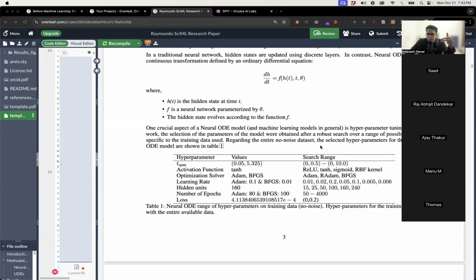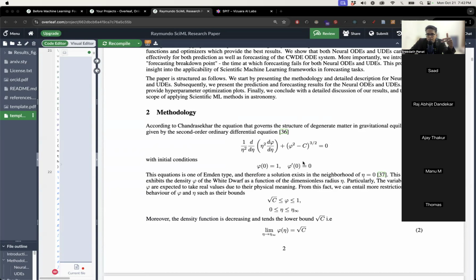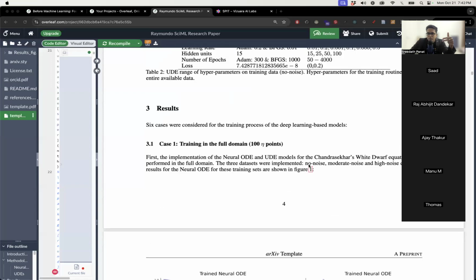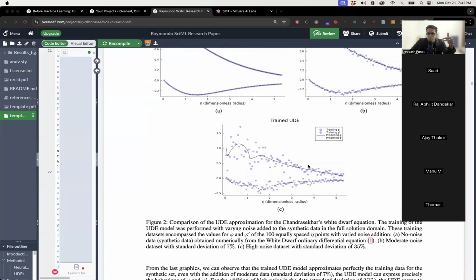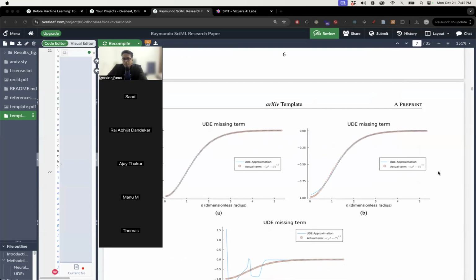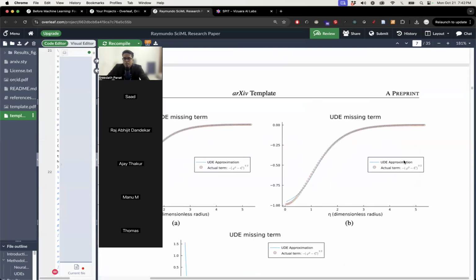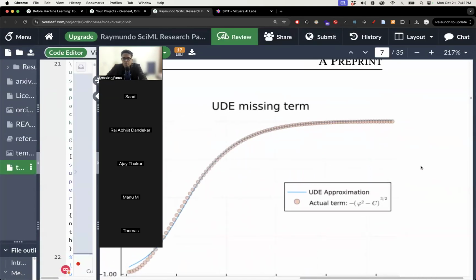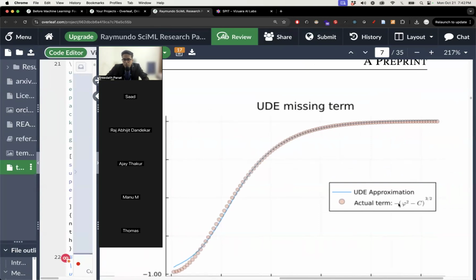It is basically replacing this term over here, like this phi square minus c raised to 3 by 2. So that term is being replaced. And you can see that in one of the next plots that I'm going to show you, that over here, that missing term can be very accurately determined. I hope you can read. I'll just try to zoom in a little bit. So here you can see that the missing term, which was minus of phi square minus c raised to 3 by 2, is very, very well approximated by the universal differential equation.